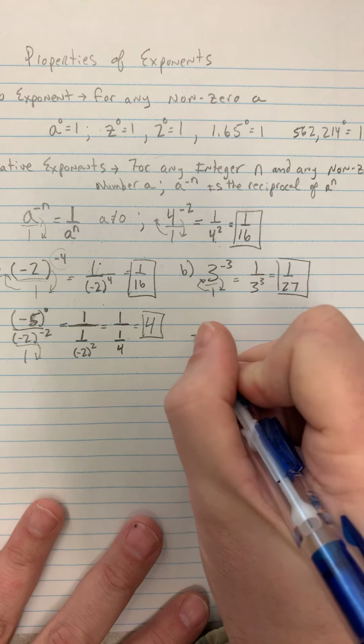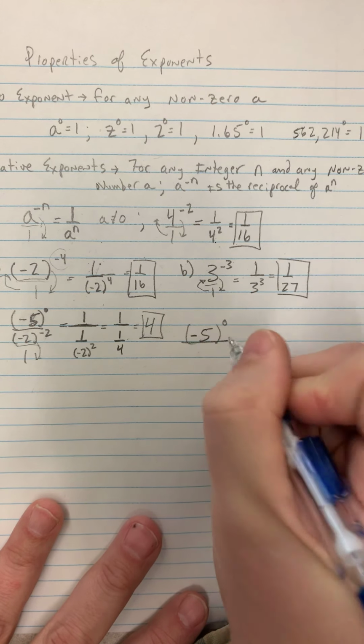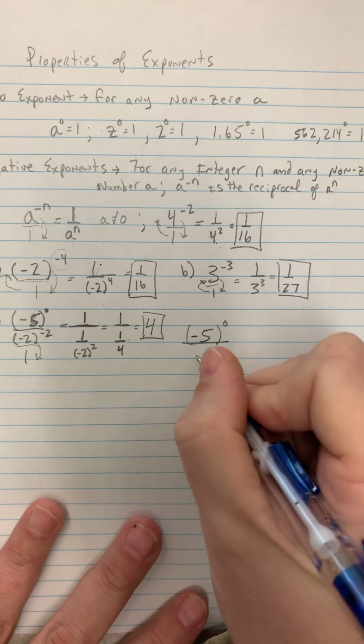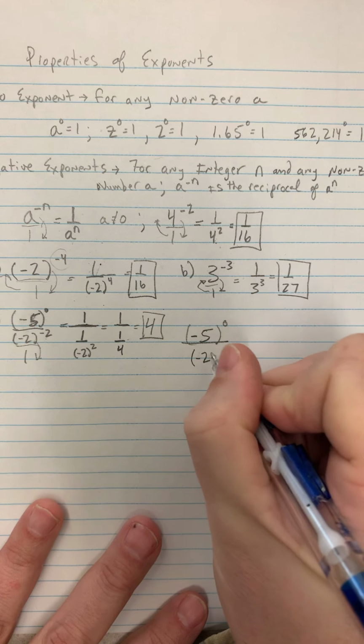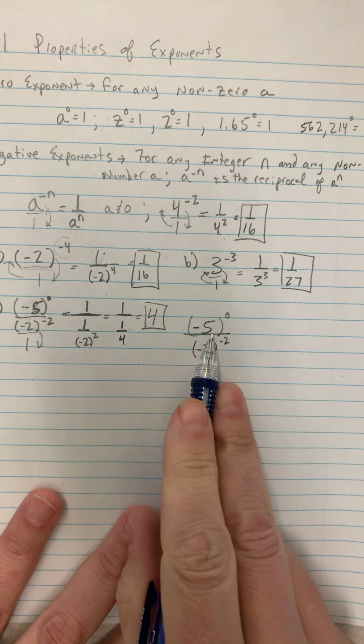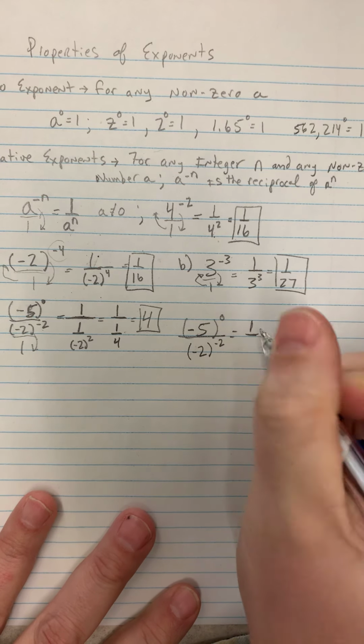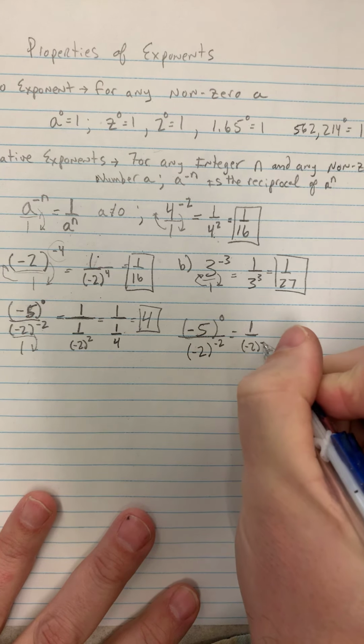I think there's a little easier way to approach this one, and I'm just going to do mine this way. You're certainly not going to go wrong doing it that way, but I want us to remember this is going to be 1. I know that's going to be 1. I'm going to simplify that first. 1 over negative 2 to the negative 2.